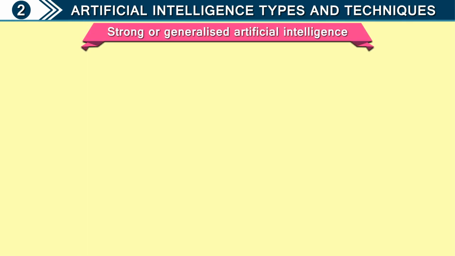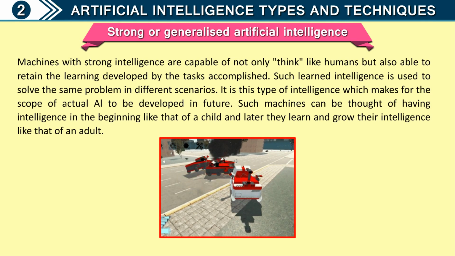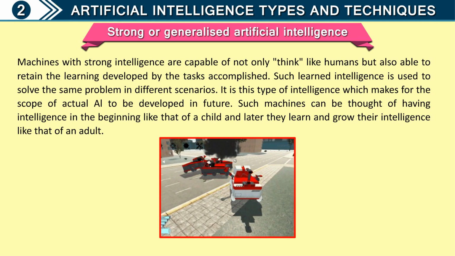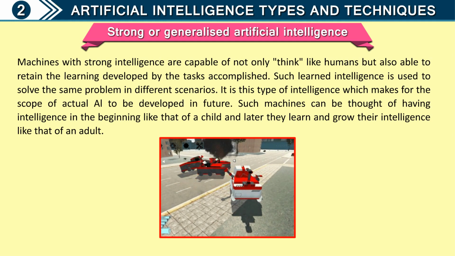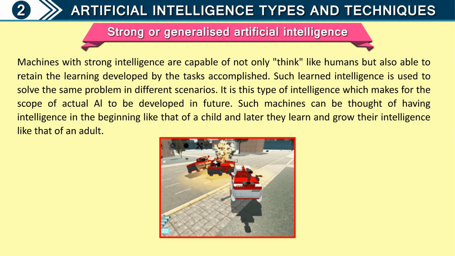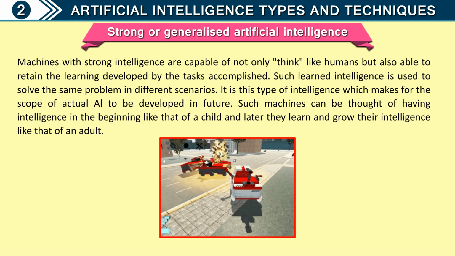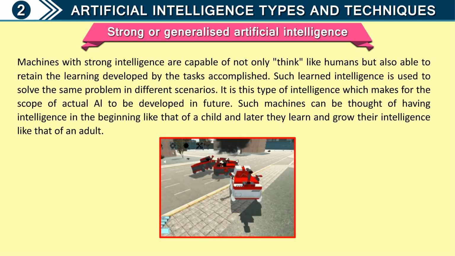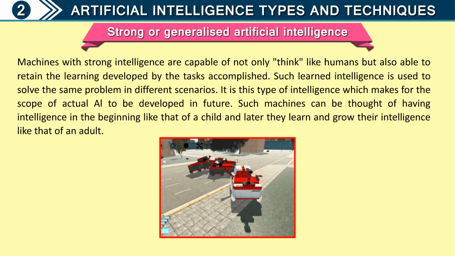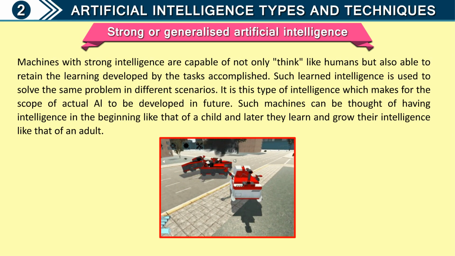Strong or generalized artificial intelligence. Machines with strong intelligence are capable of not only thinking like humans but also able to retain the learning developed by the tasks accomplished. Such learned intelligence is used to solve the same problem in different scenarios. It is this type of intelligence which makes for the scope of actual AI to be developed in future.